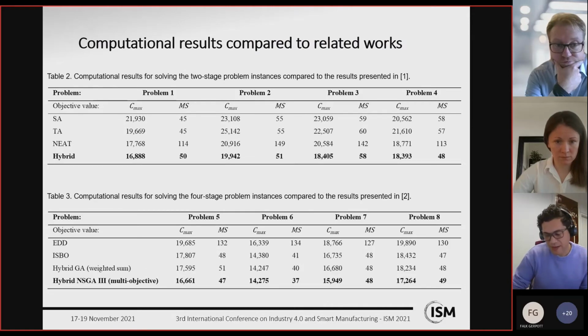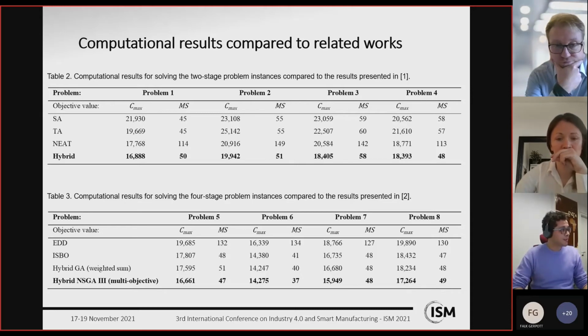Now, the experiments are all conducted on a normal, actually not on a laptop, machine with 16 cores and 64 gigabyte RAM.